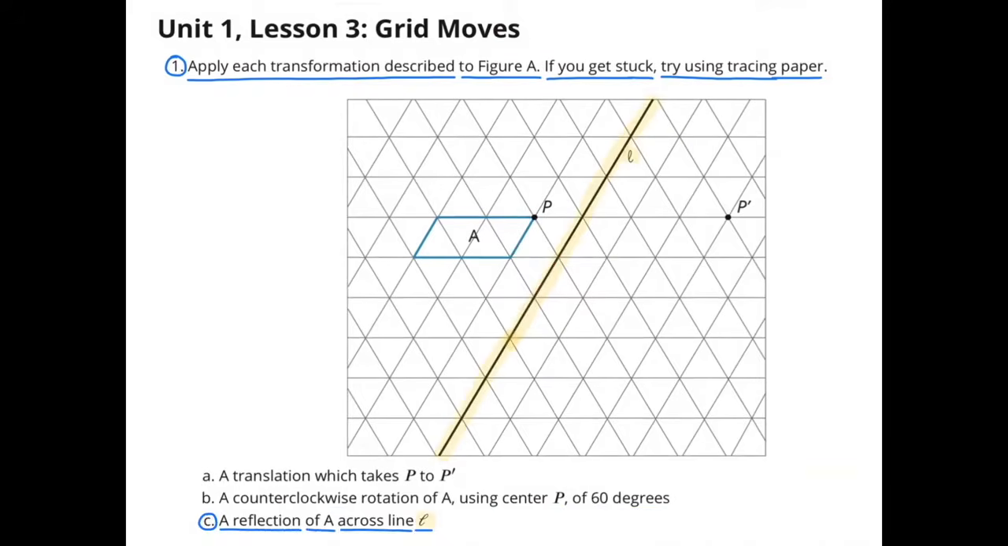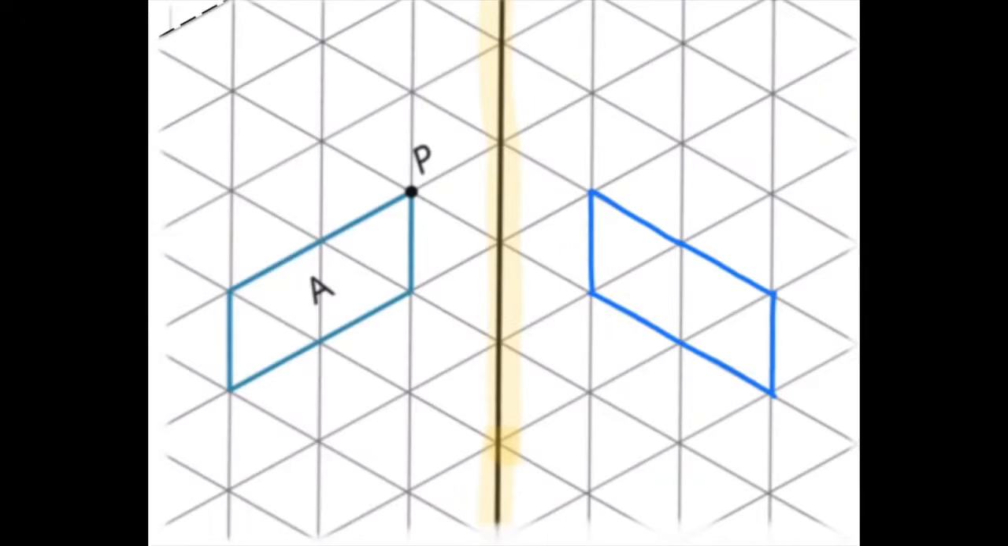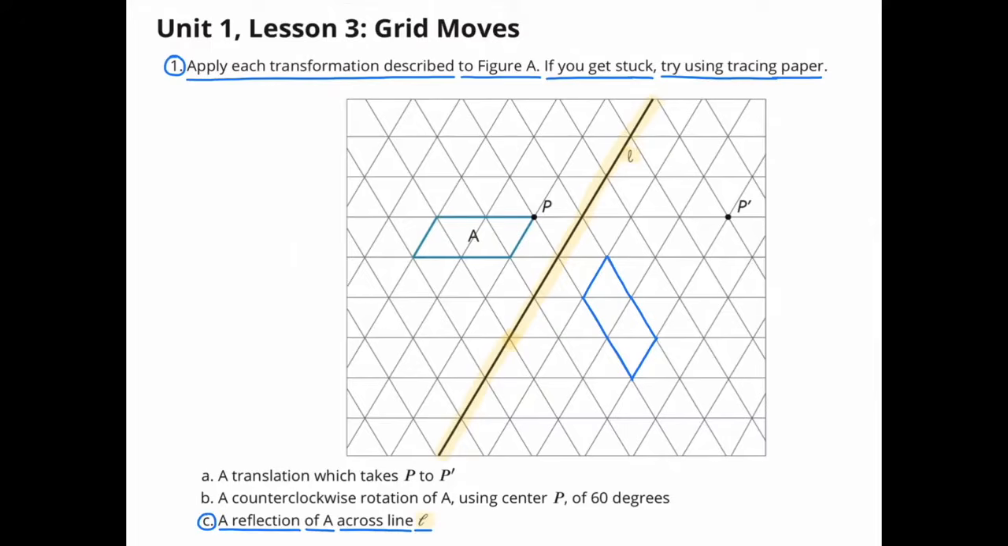C, a reflection of A across line L, the line of reflection. Here's a look at the reflection of figure A across line L, or on the other side of the reflection line. If you were to look at it with the reflection line vertical, it would look more like a reflection. Here's an example of that. With the reflection line held vertical, it's easier to see the reflection in this case.